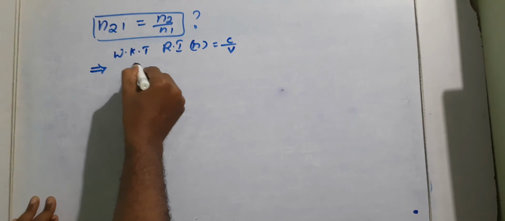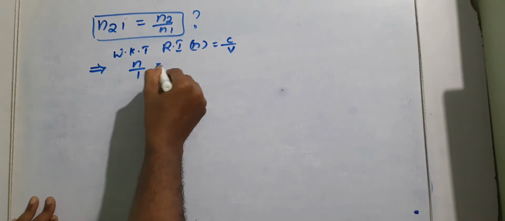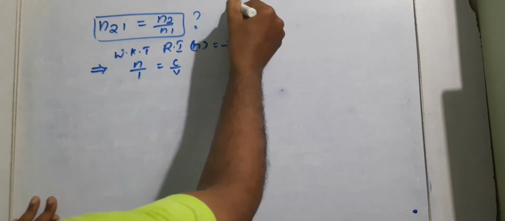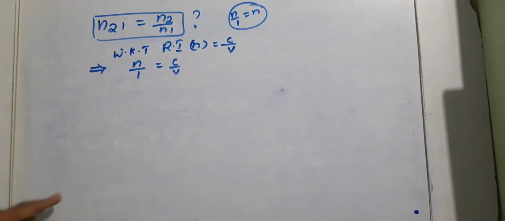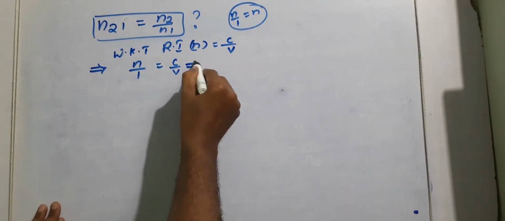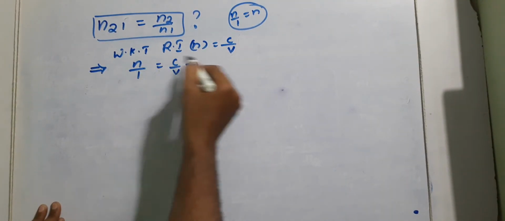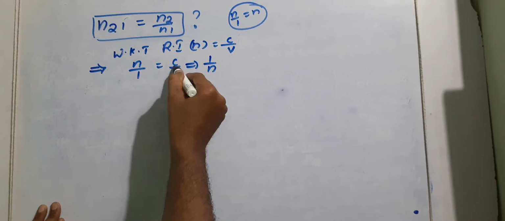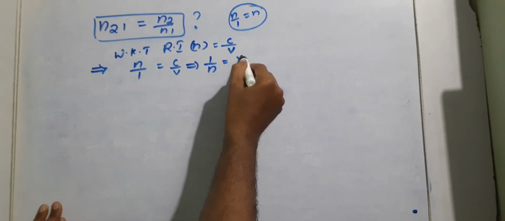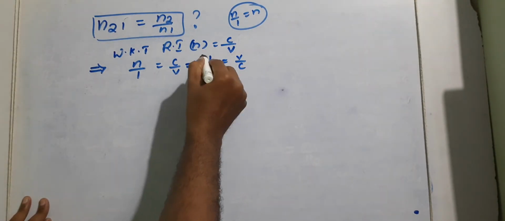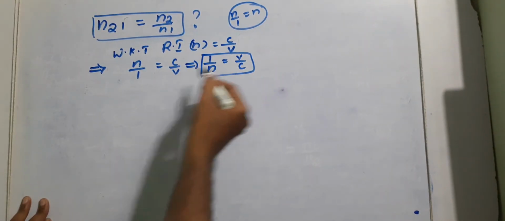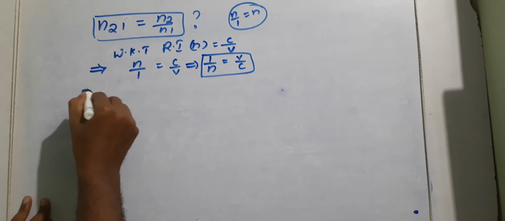So we are writing n as n by 1, which is equal to c by v. N by 1 is also equal to n, students. For our convenience, we are writing n as n by 1. Now this implies we are reversing n by 1 as 1 by n. Then on the right side of the equal sign it will be reversed to v by c. So now we are applying this formula for medium 1.